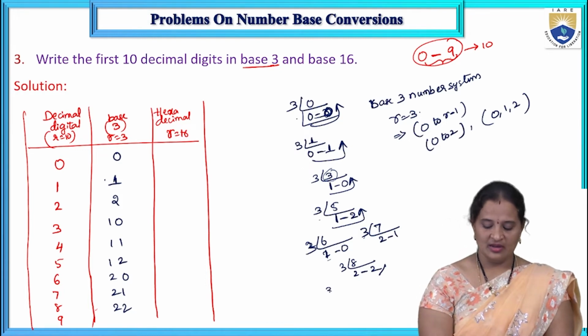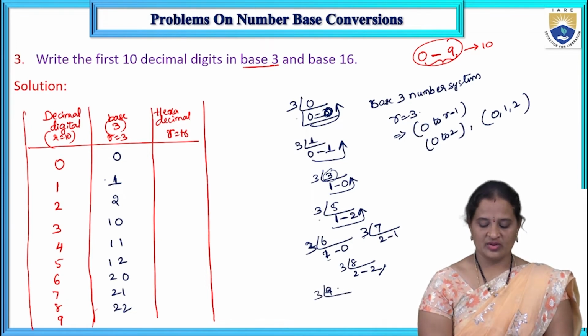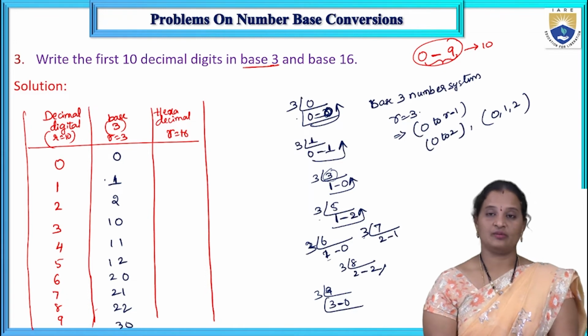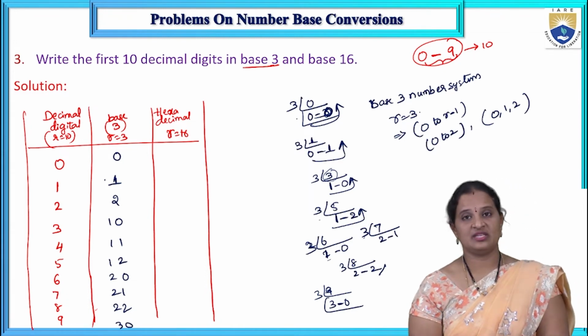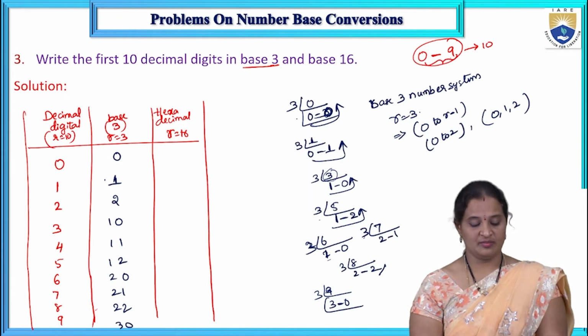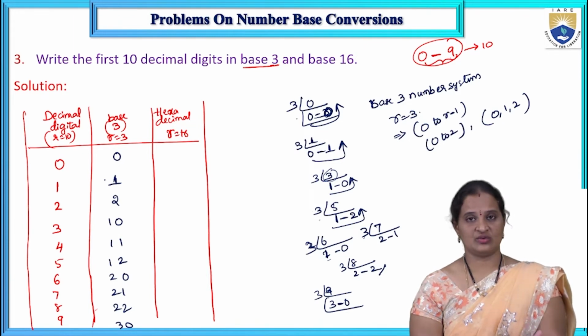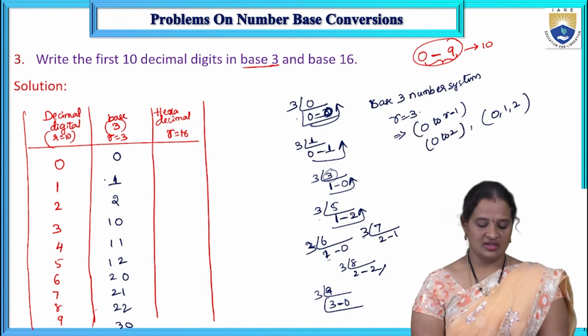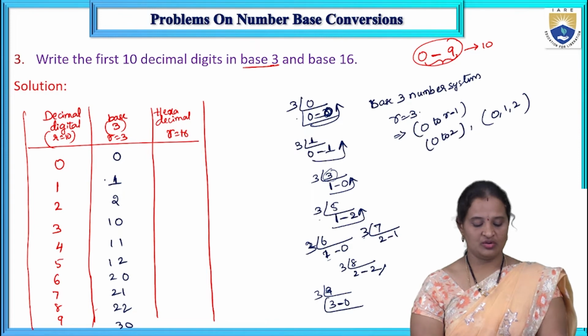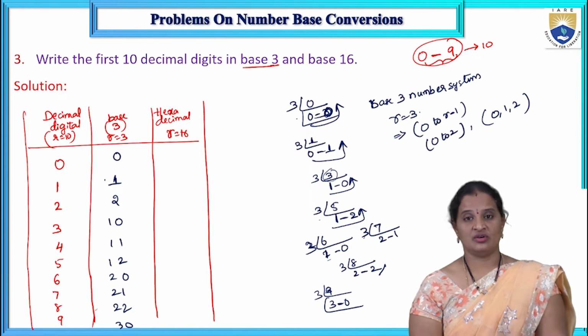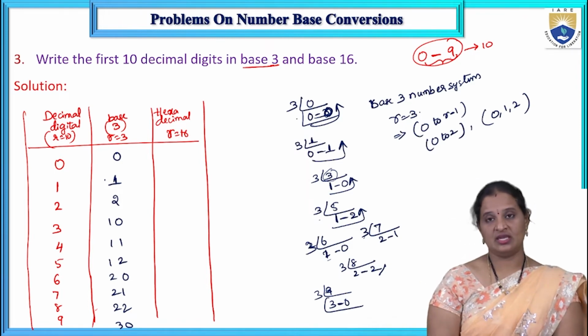And similarly 9. I am dividing this one by 3. 3 threes are 9, and the remainder is 0. So that is 1, 0, 0. So these are the base 3 equivalents. That means we are converting the decimal digits 0 to 9 into base 3, and these are the equivalents here: 0, 1, 2, 1, 0, 1, 1, 1, 2, 2, 0, 2, 1, 2, 2, 1, 0, 0. So this is the answer here.